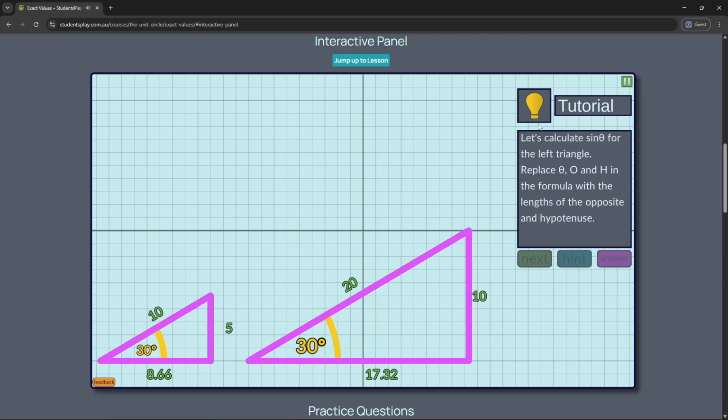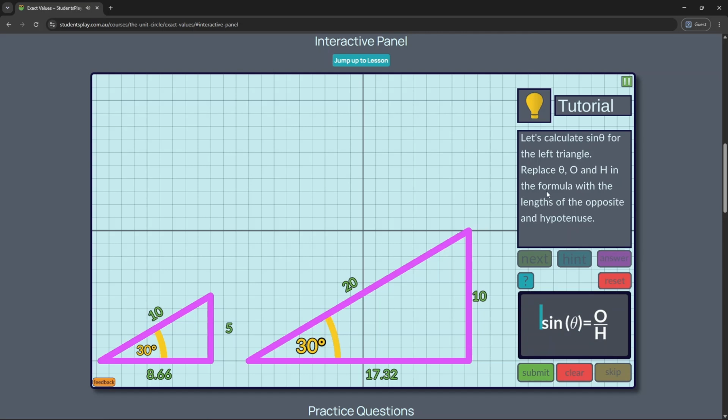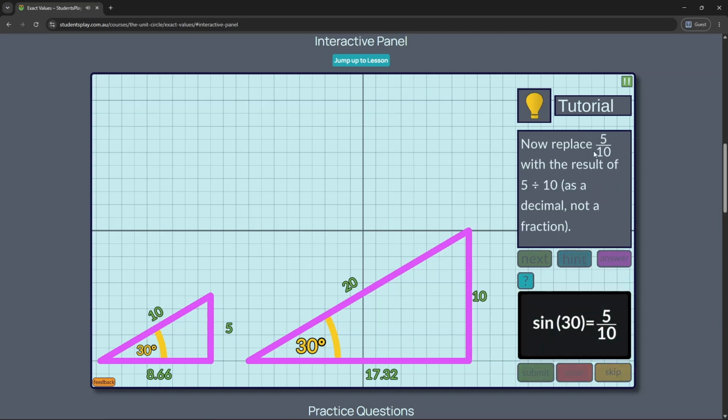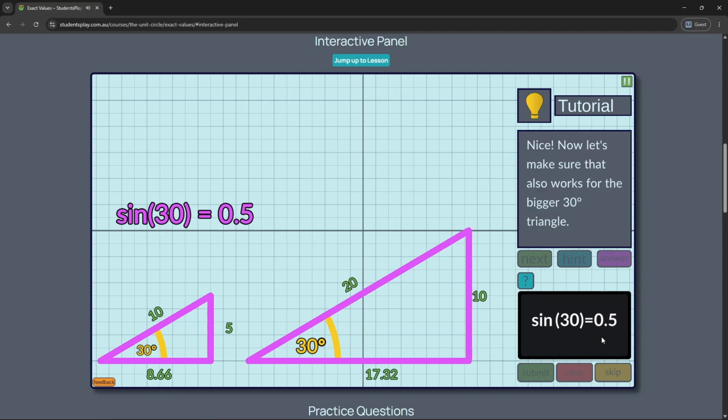Okay. Let's calculate sine theta for the left triangle. Replace theta, O, and H in the formula with the lengths of the opposite and the hypotenuse. Okay, so for the left triangle, theta is 30 degrees. So let's do that. And then O, the opposite side, is 5. And the hypotenuse is 10. Now replace 5 over 10 with the result of 5 divided by 10 as a decimal, not a fraction. So that would be 0.5.